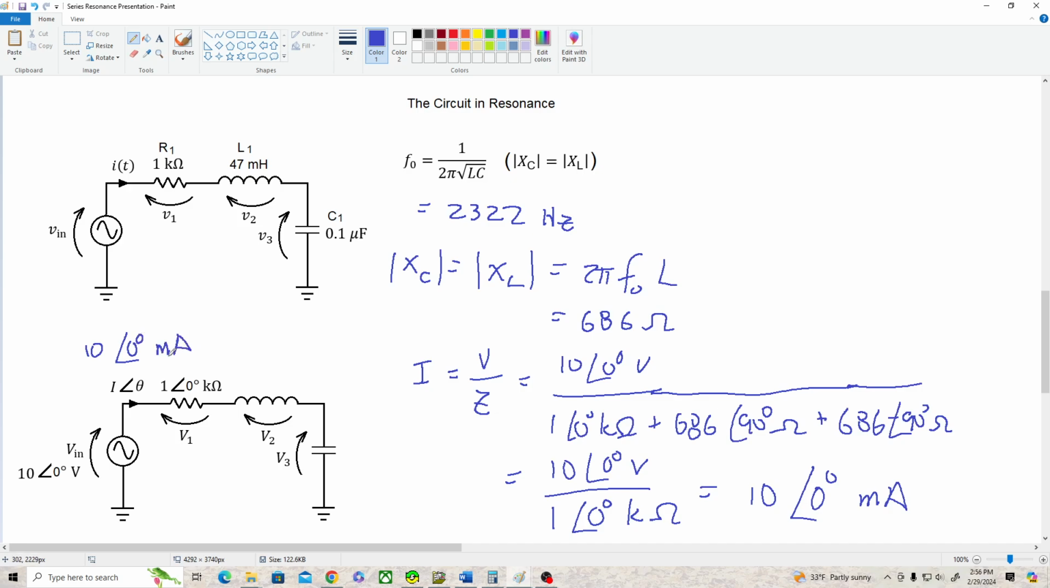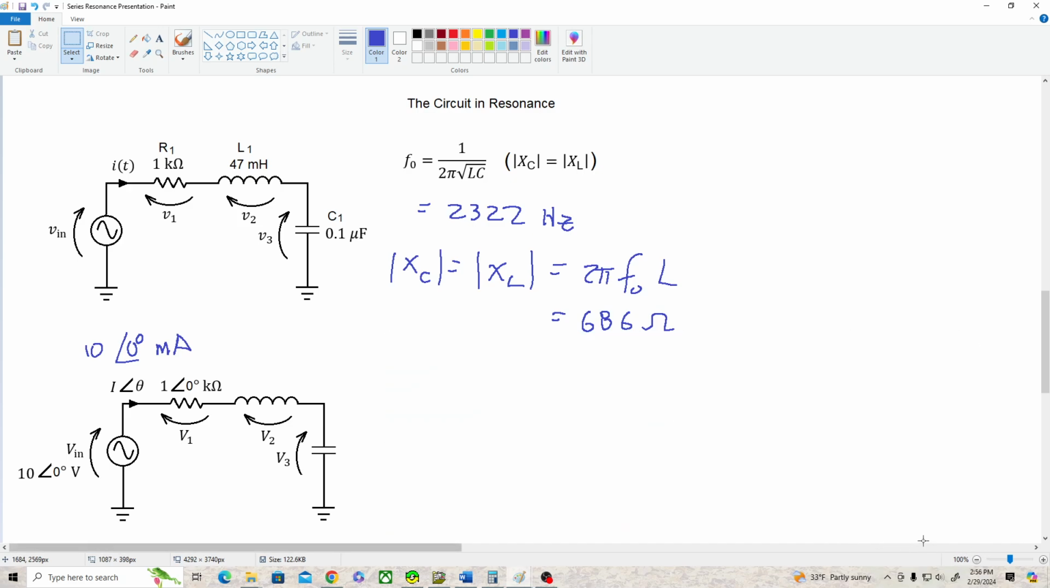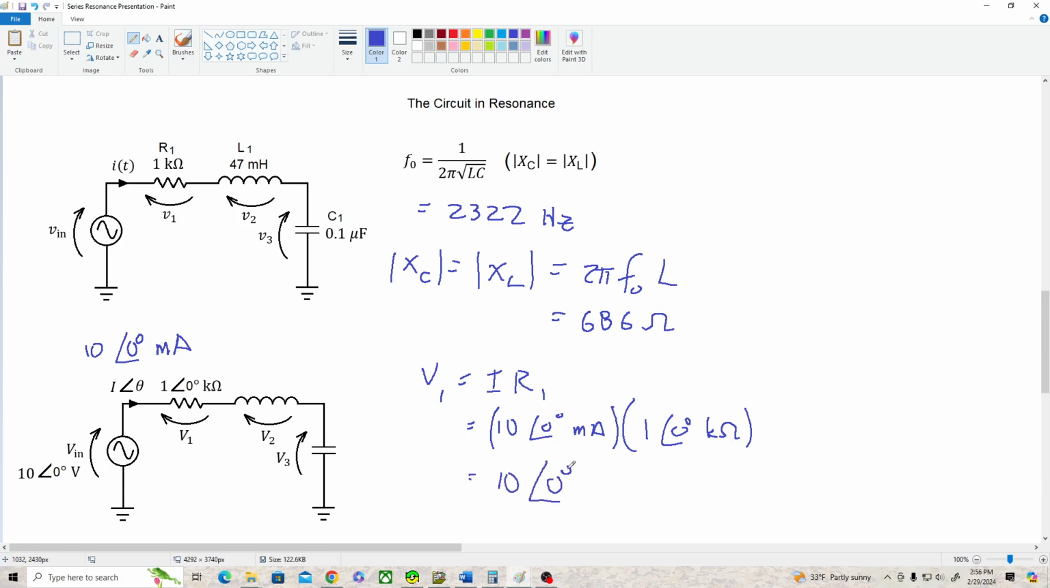milliamps at 0 degrees. All right, let's clear the boards here a bit, make a little bit of room. And now I'm going to determine the voltage drops across each of these components. Let's start with the resistor. All right, that's V1. And we've got V1 equals I times R1, which is 10 at 0 degrees milliamps times 1 at 0 degrees kilohms, which equals 10 at 0 degrees volts.